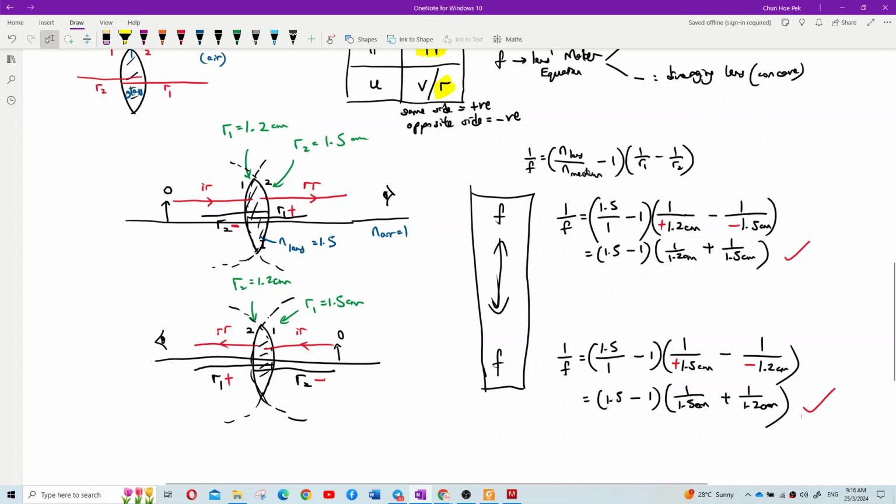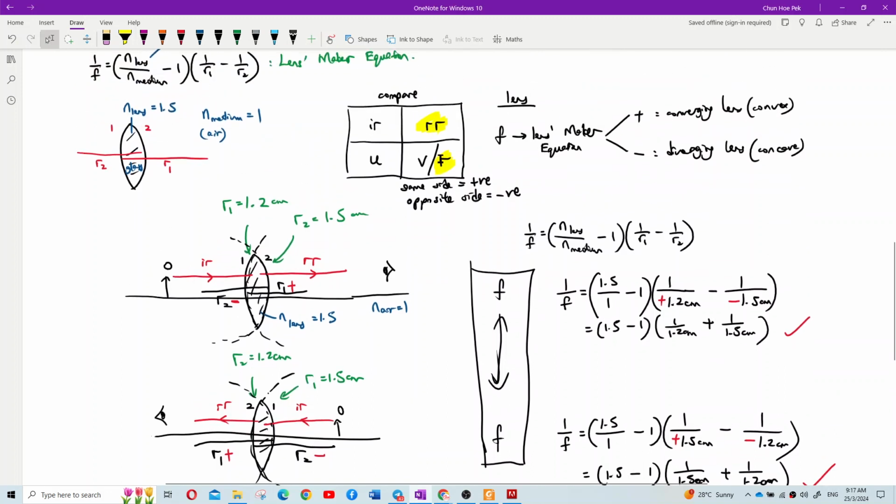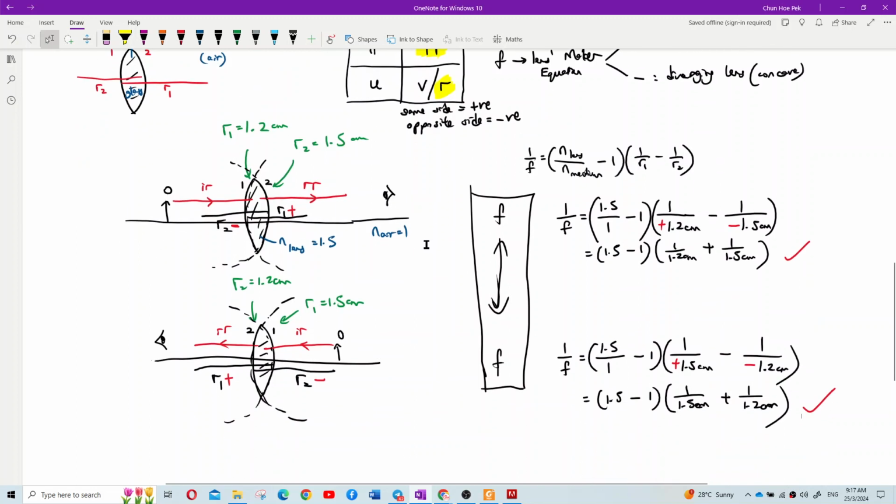So it doesn't matter whether you draw your object at the left or the right, but you must draw it correctly. Your incident ray comes from the object. If the object is at the right hand side, the incident ray comes from the right hand side, and the surface with the incident ray is always the first surface. Like this one, the first surface is at the right hand side because the object is at the right hand side. Then compare carefully: same side positive, opposite side negative, radius with the refracted ray. If you get all that correct, the answer is correct. Understand, class?